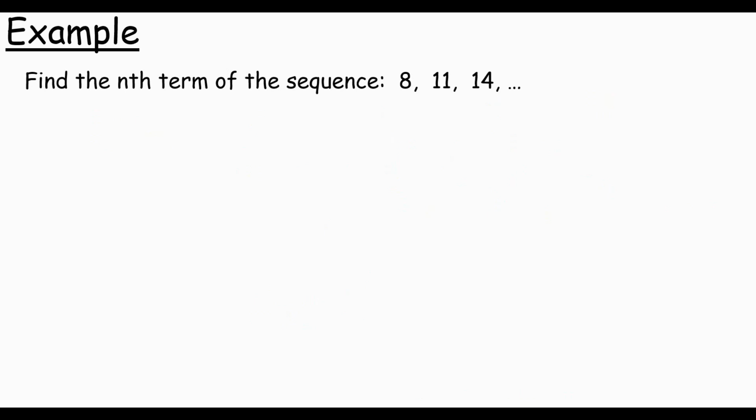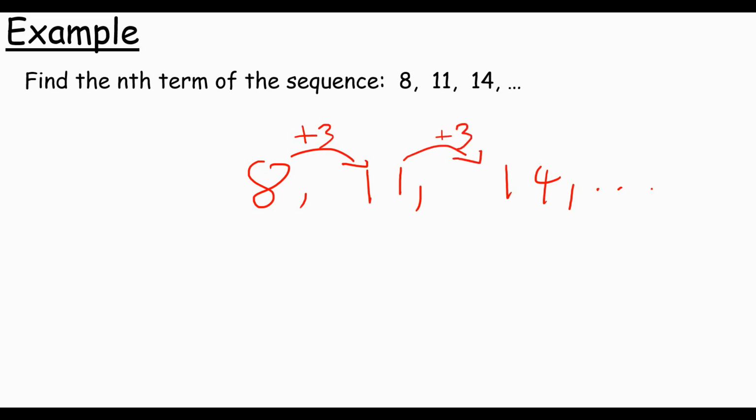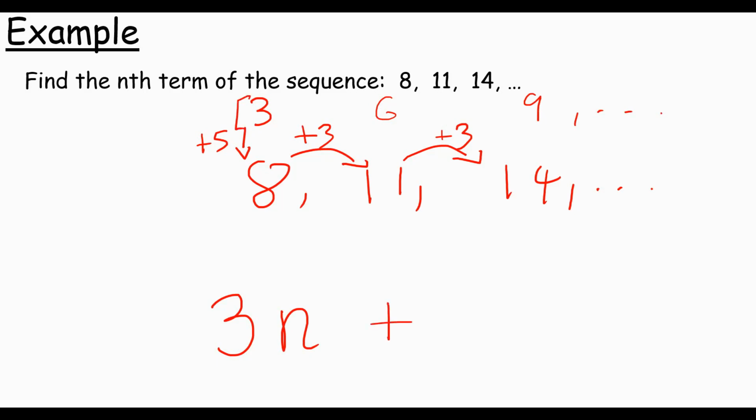Here's another one for us to try. To find the nth term of this sequence, I need to consider what the sequence is going up in. It's going up in 3s, that's our term-to-term rule, plus 3. I consider the 3 times tables, 3, 6, 9, 12, and so on. To get from 3 to 8, I add 5, 6 to 11, add 5, 9 to 14, add 5. So the nth term is going to be 3n, because that represents the 3 times table here, and then we add 5. So the rule is 3n plus 5.